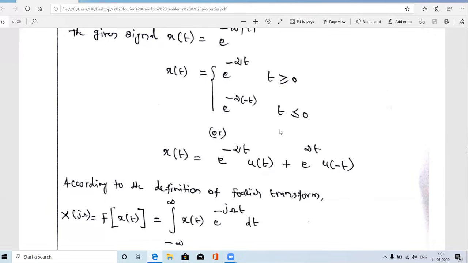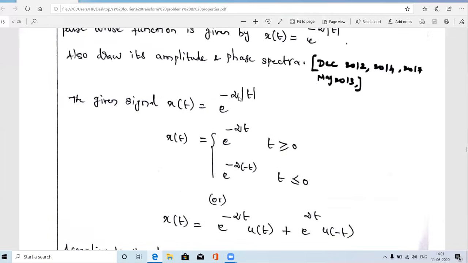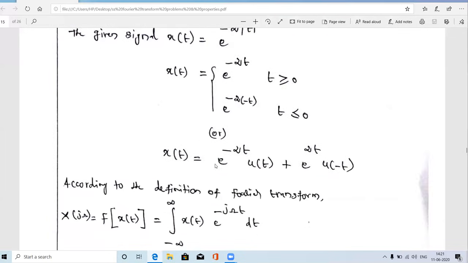And you see the next signal is for t negative, that is less than or equal to 0. This signal is an exponentially rising signal, so e power 2t, you multiply it with u of minus t. So this is the total signal. So e power minus 2 modulus t, we have to expand it like this.